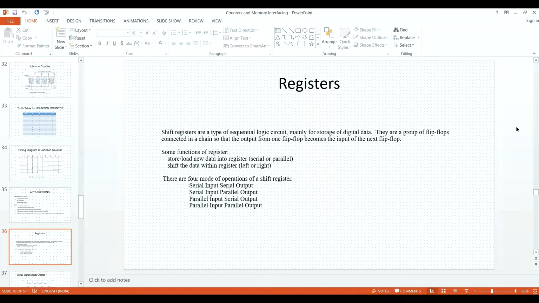Now two functions have been assigned to a shift register. One, shift the data within the register or into different registers. It can be left, it can be right, from right to left or left to right, or it can be bidirectional also. Similarly, store data, which can be serial or parallel. If you remember, I discussed in the previous video when I was discussing counters, I took an example of serial and parallel output, what we mean by serial transfer and what we mean by parallel transfer.